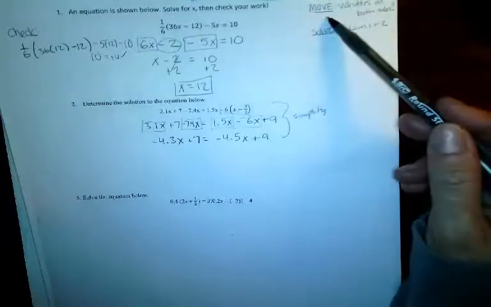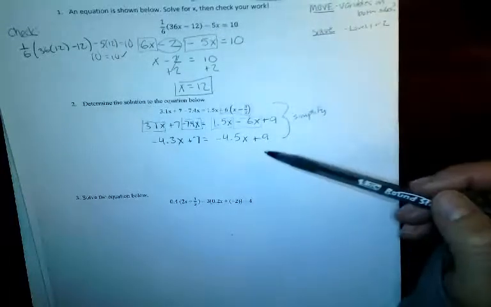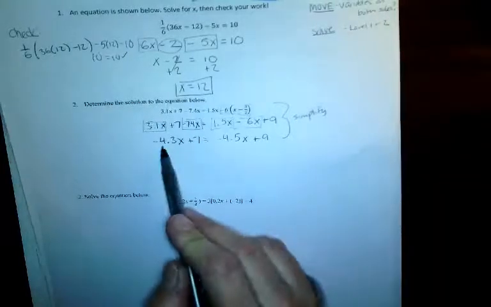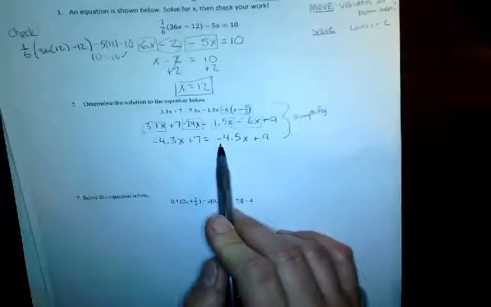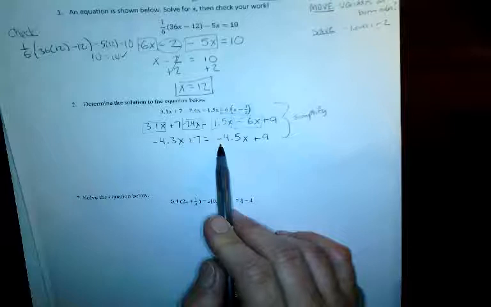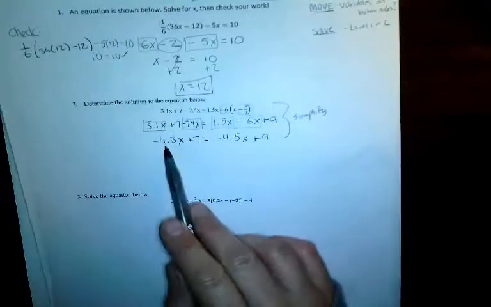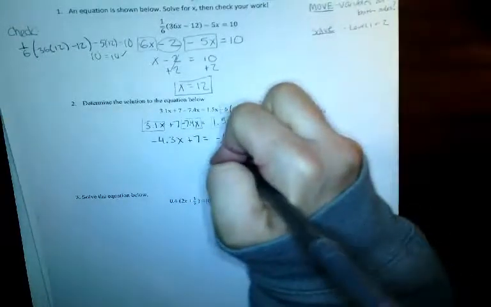So what are we on now? After we simplify, we're going to move. What does that mean? Check to see if we have variables on both sides, and we do. So at this point, you're going to deal with that by either adding 4.3x to both sides or adding 4.5x. Since -4.5 is smaller than -4.3, you know this is going to be the one that I move.